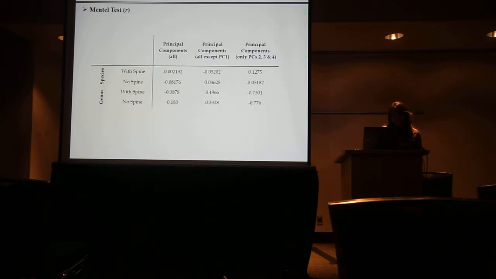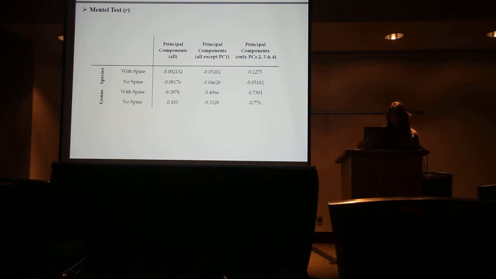So after calculating these overlap matrices, I used the Mantel test, and you can see in this table that the Mantel test shows that there is no significant correlation between environment and morphology.